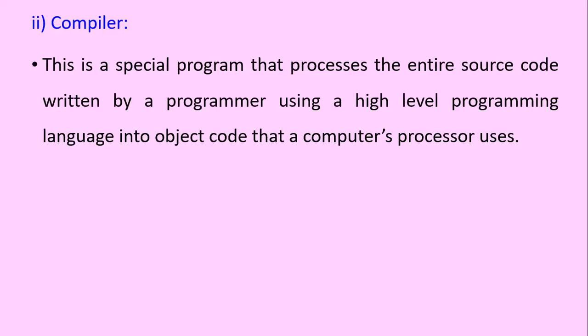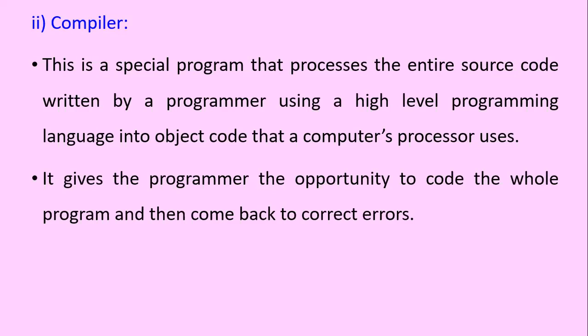Let's now define a compiler. This is a special program that processes the entire source code that has been written by a programmer using a high-level programming language into object code that a computer's processor uses. It gives the programmer the opportunity to code the whole program and then convert the whole of it at once. And therefore, it enables the programmer to code the entire program and then come back to correct errors.